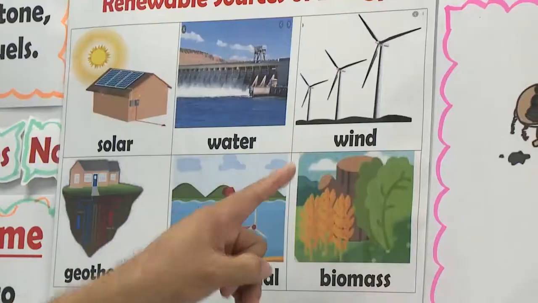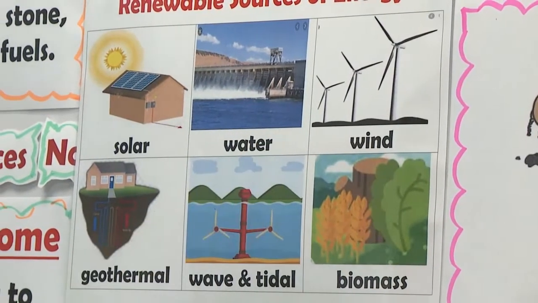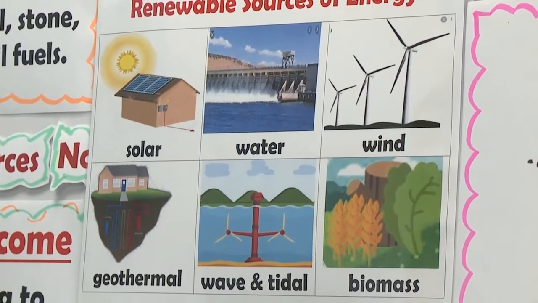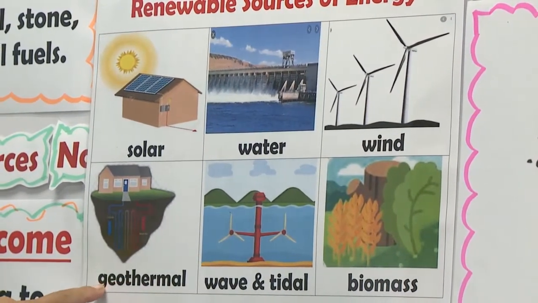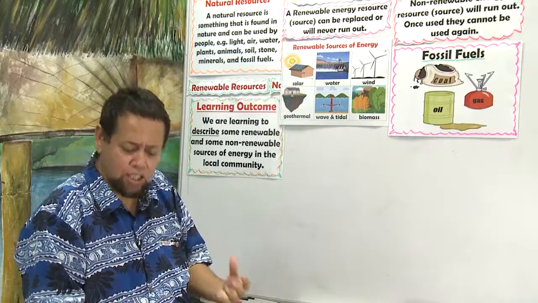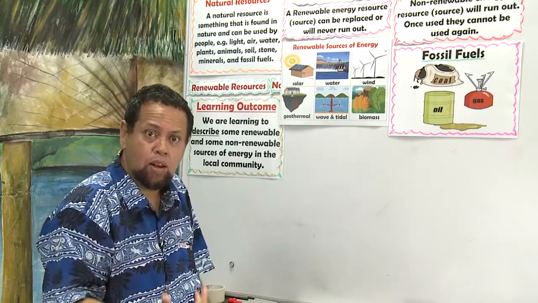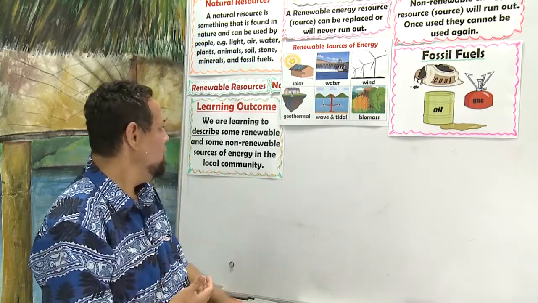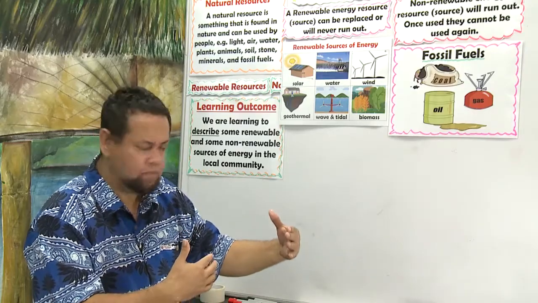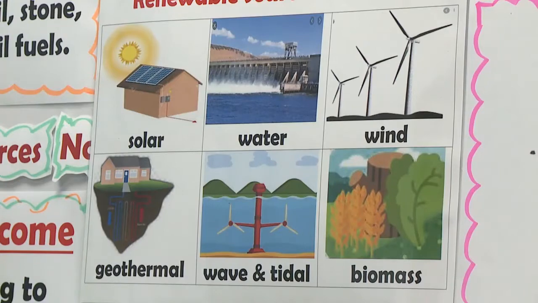So we look at the wind. We look at the windmill. See how they convert it, collect. The geothermal type of source is from inside the earth. The wave and the tidal one, they construct everything on the coastline. And the biomass. Biomass refers to the plants.